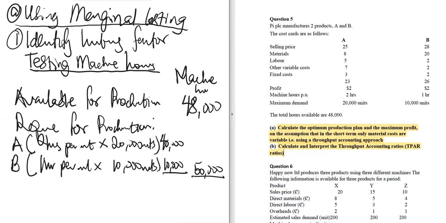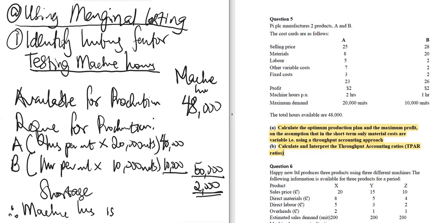So if you require 50,000 hours and you have 48,000 available, that means there's a shortage of 2,000 hours, which means that the machine hours, or the machine capacity, is the limiting factor. Therefore, machine hours is the limiting factor, right? This is the same as throughput, the bottleneck, limiting factor or bottleneck. So this is how you are going to work it. It's the same thing for throughput. The first step is the same for throughput or marginal costing, it works the same.